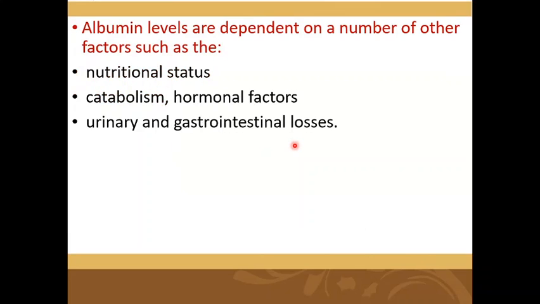Albumin levels also depend on a number of other factors: nutritional status, catabolism, hormonal factors, urinary and gastrointestinal losses. यानी किडनी डिजीज है तो उसमें यूरिन के थ्रू इसका लॉस होगा एल्बुमिन का.